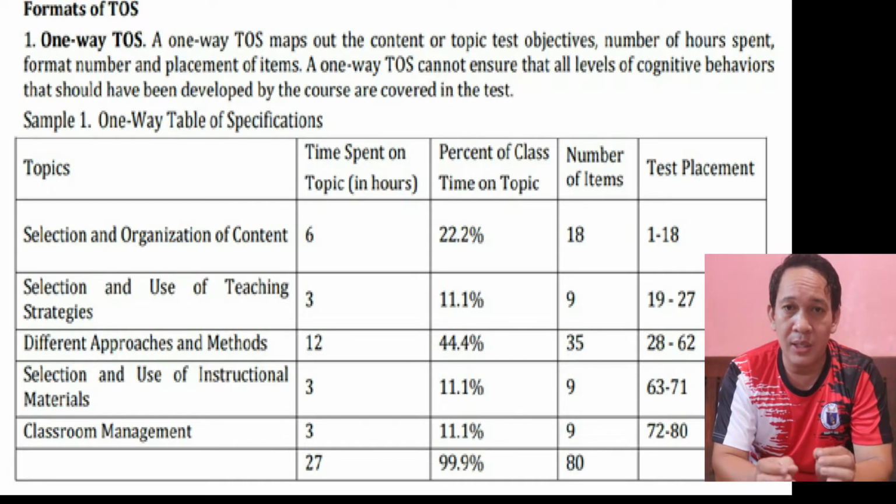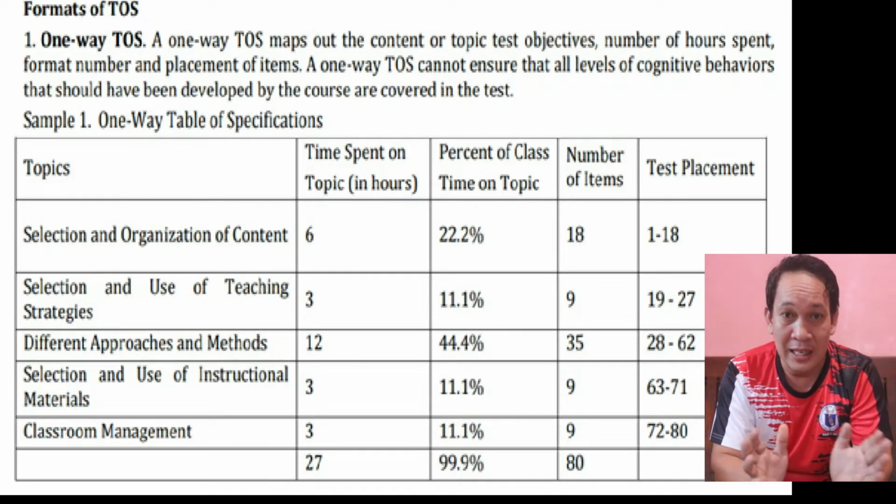So, how many hours are intended for that certain topic, for that certain quarter, or for that certain grading period, you put the number of hours of the whole class. So, for example, 27. So, 6 for selection and organization of content is 6 hours. So, it becomes 6 divided by 27. So, it is 0.22222. Then convert it into percent, it becomes 22.22%. And that is on the column percent of the class time on topic.